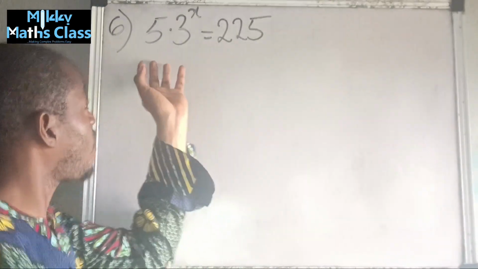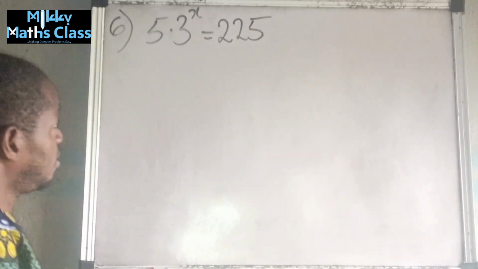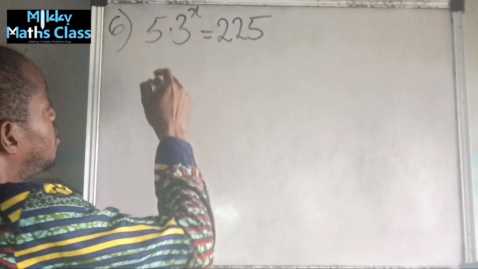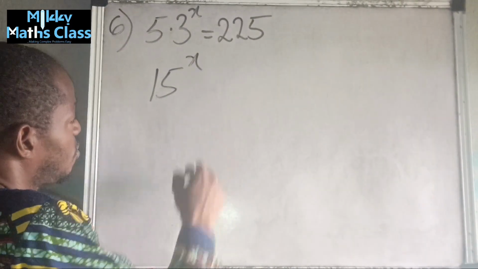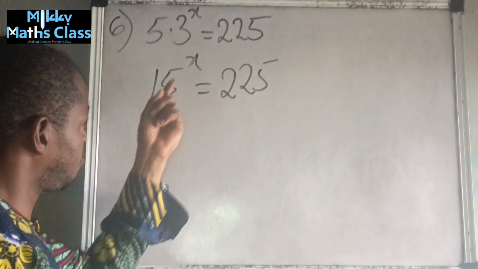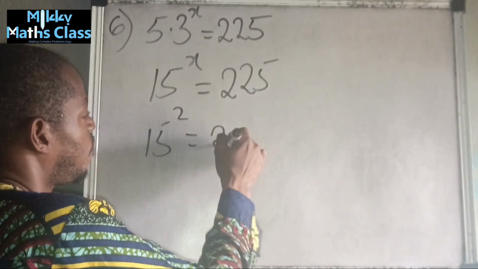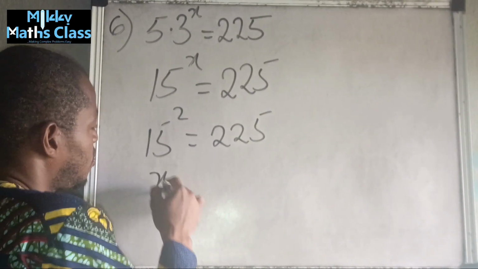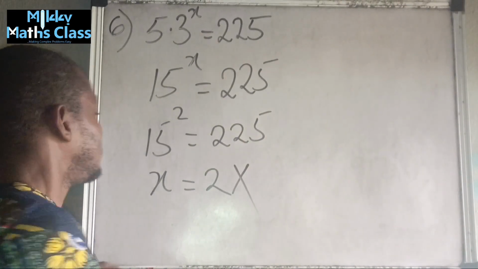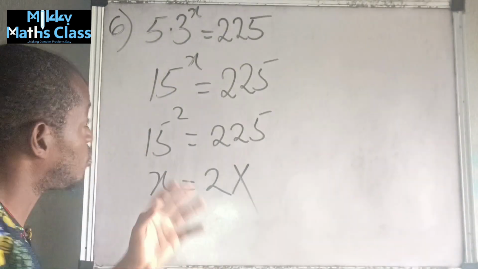Now you have a question: 5 times 3 to the power of x equals 225. Now, the first thing some students will do, the mistake, you say 5 times 3, that's 15 to the power of x equals 225. Now, I'll say 15 raised to the power of what will give me 225? That's 15 to the power of 2 will give me 225. Therefore, it follows that x is equal to 2. Wrong. Now, you can't multiply the base by a constant. It's not possible.